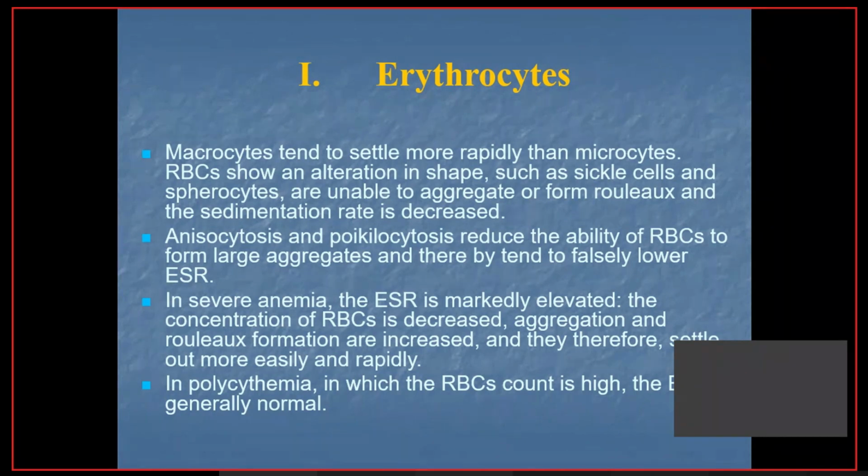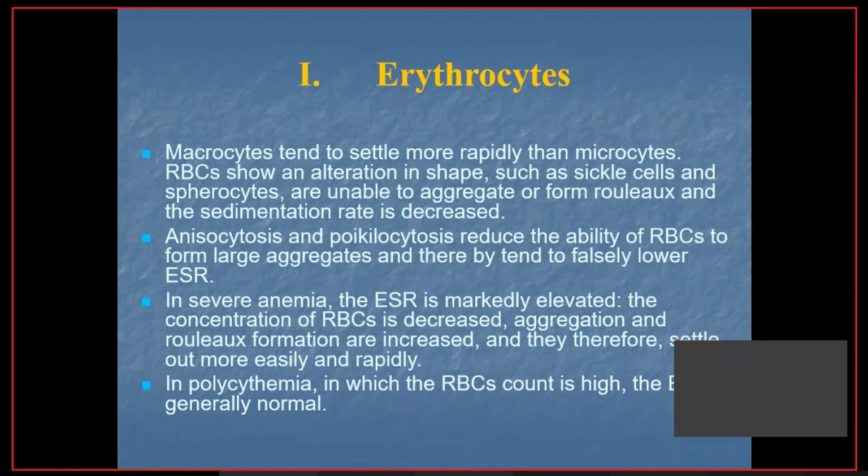Then in severe anemia, the ESR is markedly elevated. The concentration of red blood cells is decreased, and aggregation and rouleaux formation are increased, and therefore they settle out more easily and rapidly. In severe anemia the red blood cells are less, right? Then the ESR is markedly elevated.